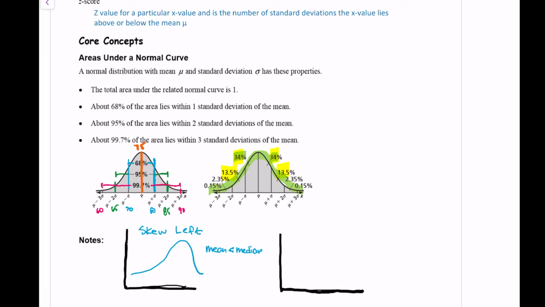We could also have our data skewed to the right. And what that tells us is that the mean is greater than the median.